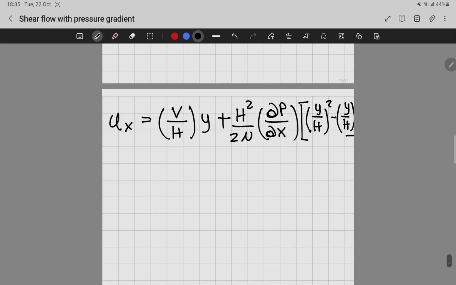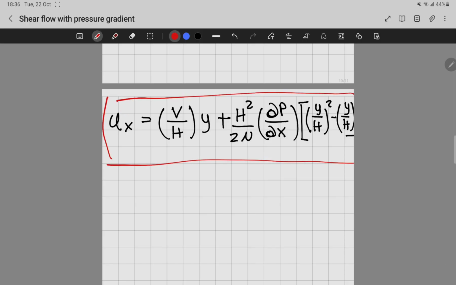So this is the velocity profile we were looking for. If you watched the previous video, you will recognize that this term is the velocity profile we found for the simple shear flow case. And then we have a new contribution that comes from the pressure term, from the pressure gradient, which comes from this force that is being induced by our mechanical device, by our pump.